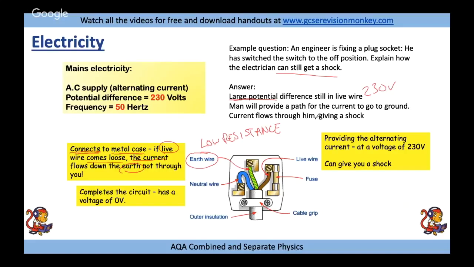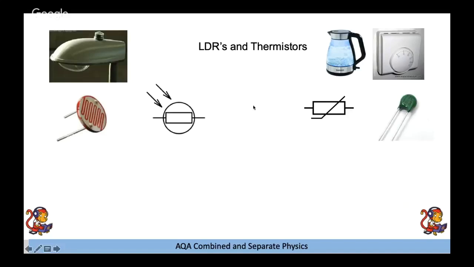The current will flow through him, giving him a shock. Okay, two components you need to know a little bit more about: LDRs and thermistors. Here are the examples for them.